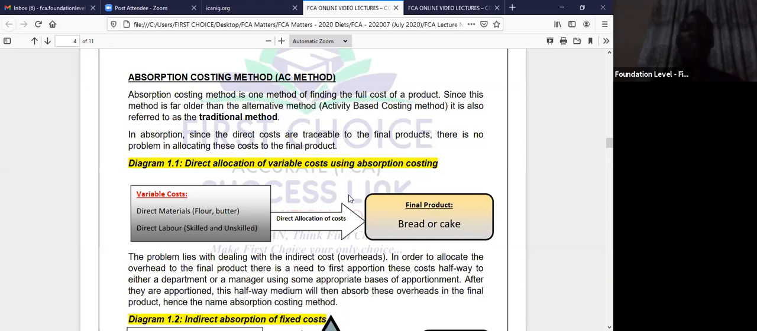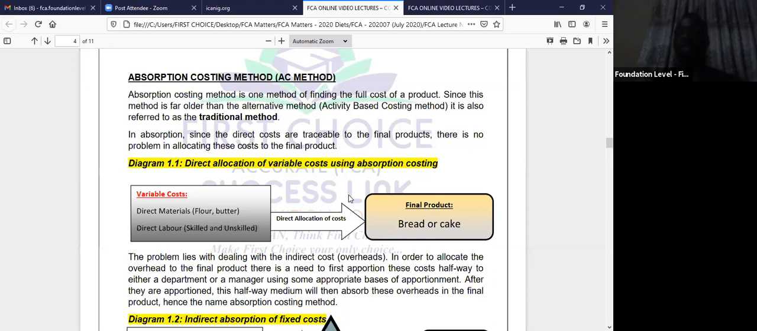When we mean allocation of costs, we mean we push it to them. This is different from what we call apportionment. Apportionment, like when somebody says apportion blame, means you share it. This part belongs to this, this part belongs to you, this part belongs to that. But when we say we allocate, we mean we push that thing to you, so it belongs to you.